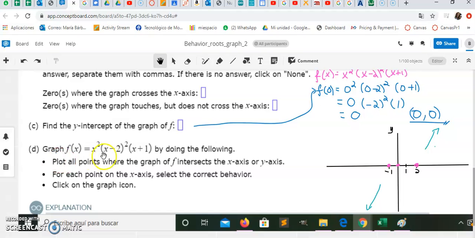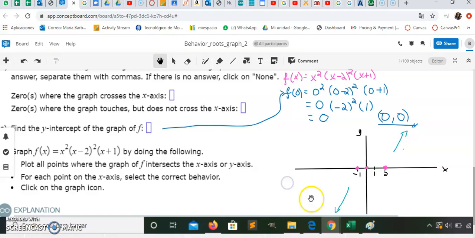Now, graph. The last question, we have to plot the graph of the polynomial by doing the following, dear students. Look, plot all the points where the graph of f intersects the x-axis and the y-axis. Then, for each point of the x-axis, select the correct behavior, and then click on the graph icon. Good. First, I have here the coordinate plane with the x and the y-axis. I already have plotted here the points where we have the roots.